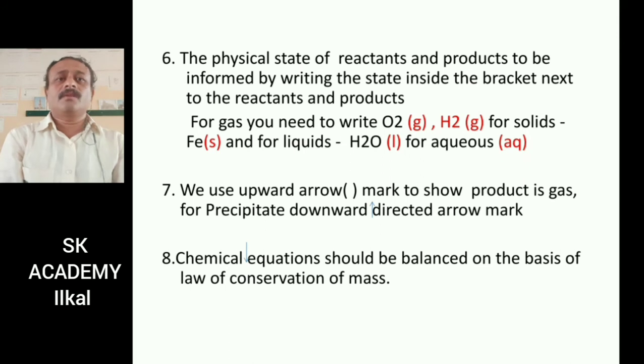And the sixth one: the physical state of the reactant and product is to be informed by writing the state inside a bracket next to the reactant and product. So, I repeat, the physical state of the reactant and product in a chemical reaction should be written in a bracket next to the reactant and product. If an element is there, next to the element you have to write what state it is in.